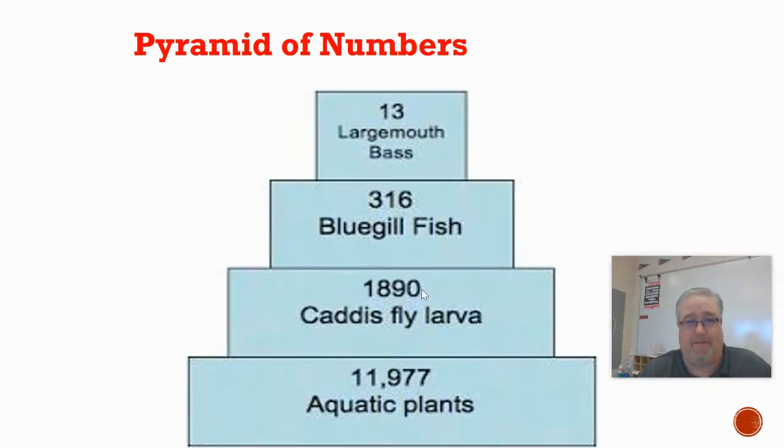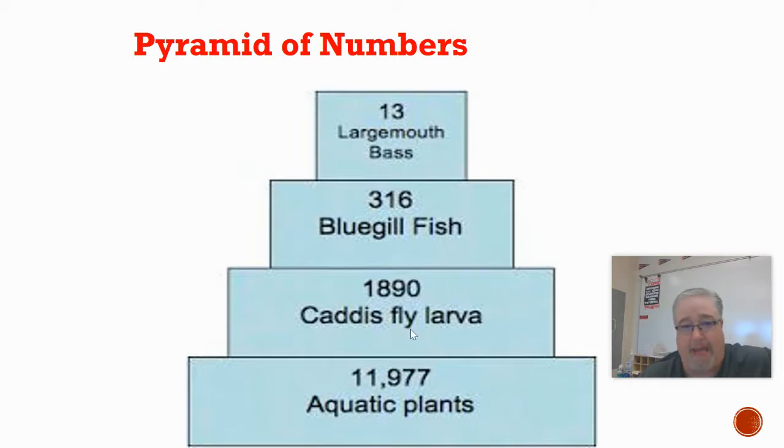This one here is kind of along the same lines, but it's a pyramid of numbers. So instead of energy, we're looking at the actual numbers of organisms. So let's say this is kind of a pond or a lake ecosystem. You've got about 12,000 aquatic plants. That would be your producer level.